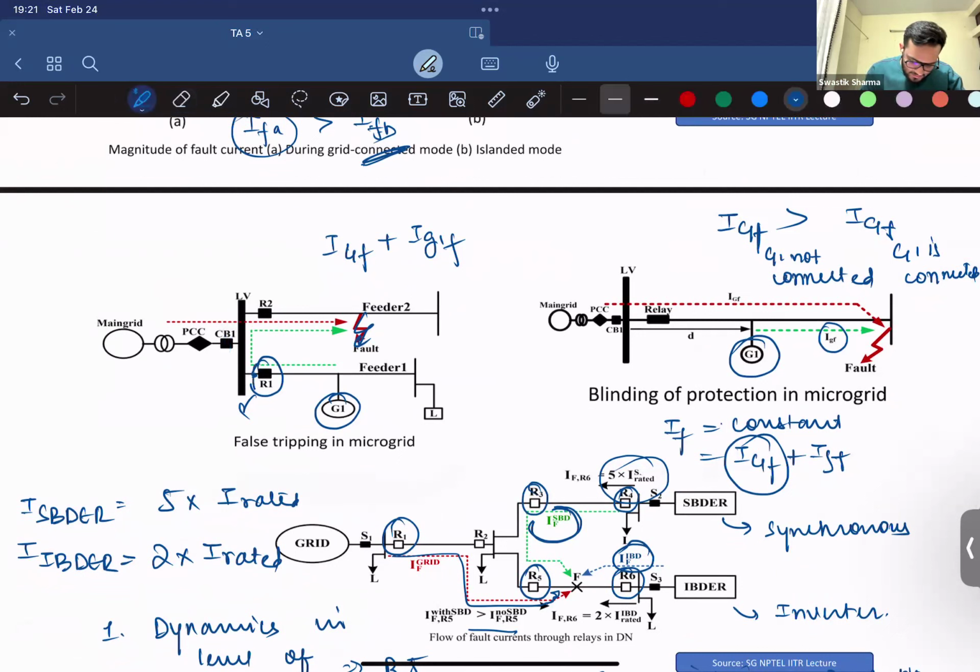So it will sense this current and it would act as if that fault has occurred in the feeder 1, right? And it can trip. This R1 can trip. I'm not saying it will trip, it can trip. So there can be a false trip, and a healthy feeder is removed in spite of a fault happening in a different feeder. Was I able to tell you?